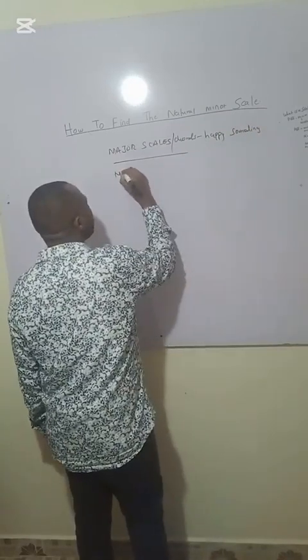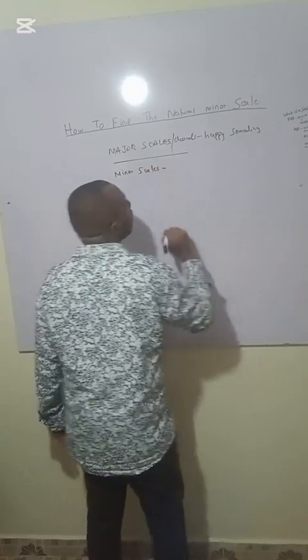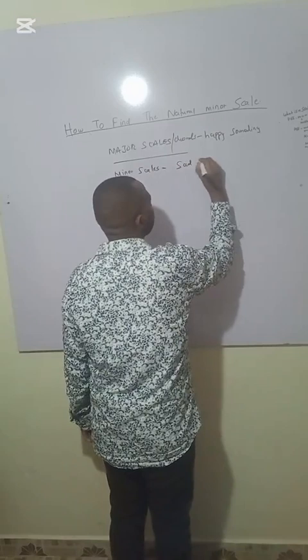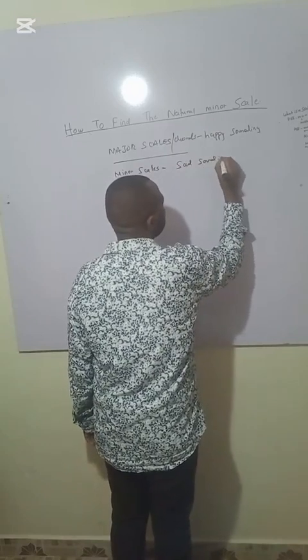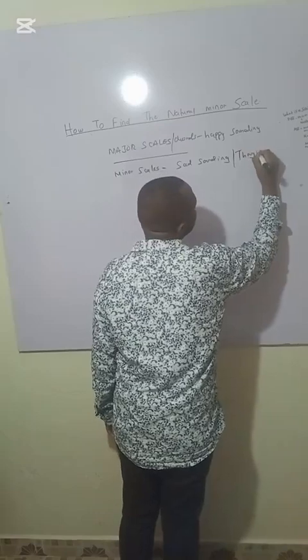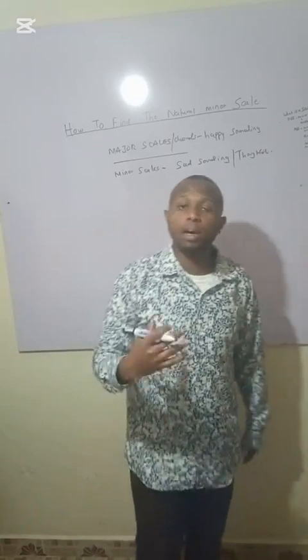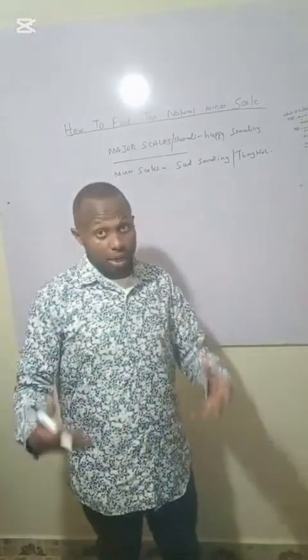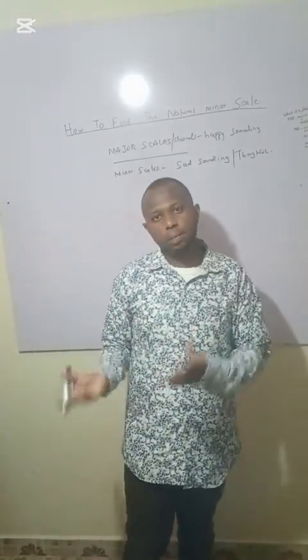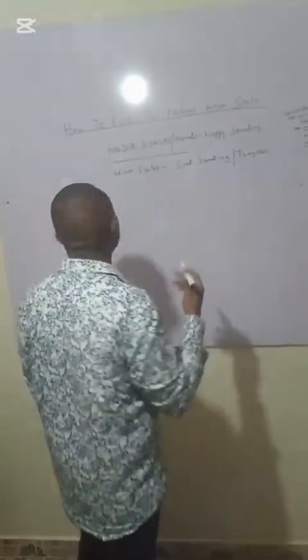Then for minor scales, they are sad sounding, or you can think of them as doubtful. So that is the difference between a major scale and a minor scale. Also when it comes to chords, major chords are happy, minor chords are sad. So that is the difference between a major scale and a minor scale.